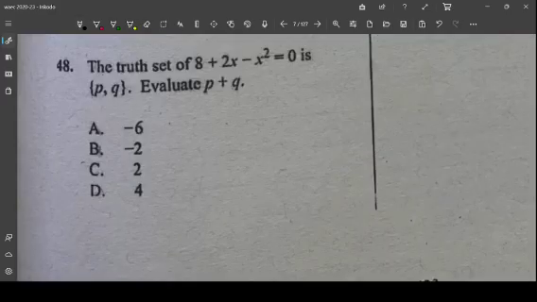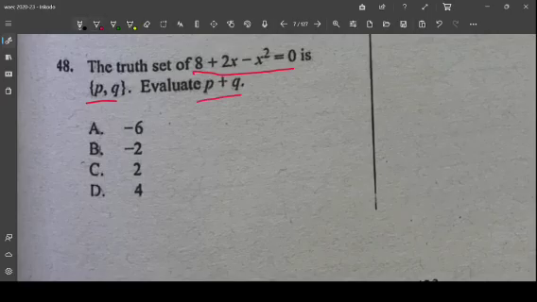All right, let's look at question 48. The truth set of 8 plus 2x minus x squared equal to 0 is p, q. Evaluate p plus q. So basically, what they are telling you is that this is a quadratic equation, and if you factorize it, the answers are p and q. So tell me the roots of this equation and then add them together. That's all we are told to do.